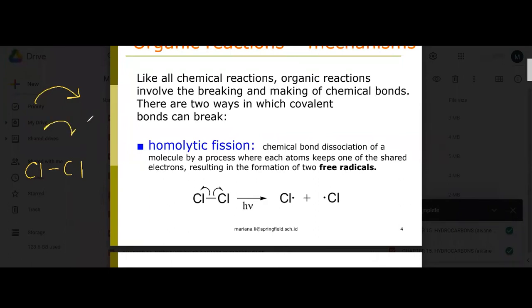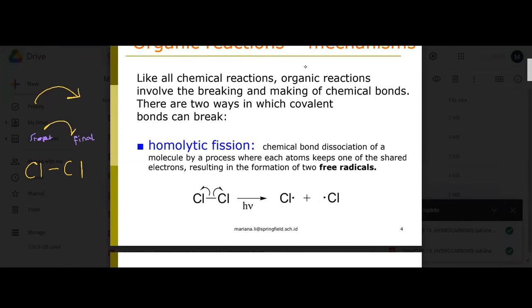Okay, this is called a fish hook arrow. That means only one electron goes to one atom. Look here, this is what we call the start, and then this is the final. This arrow is very important because it shows how electrons move from the start point to the final point. Please remember that the start point is the initial location of the electron.